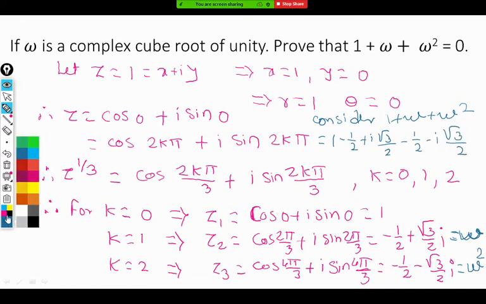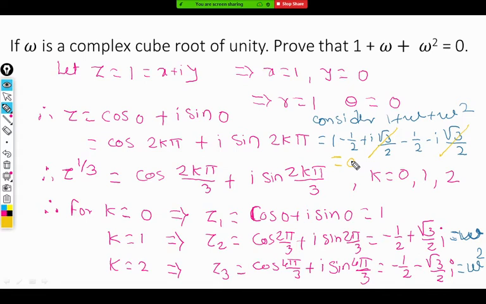And now we observe here obviously that plus i root 3 by 2 minus i root 3 by 2 gets cancelled. 1 minus half minus half is 0, and the answer will come as 0. That's the required answer. So we proved here the sum of cube roots of unity is 0. Sum of the cube roots of unity is 0.